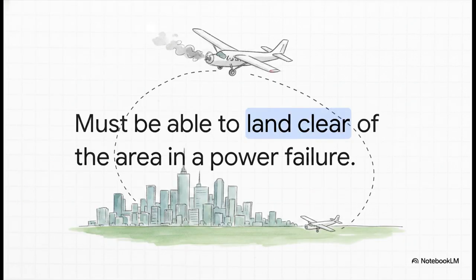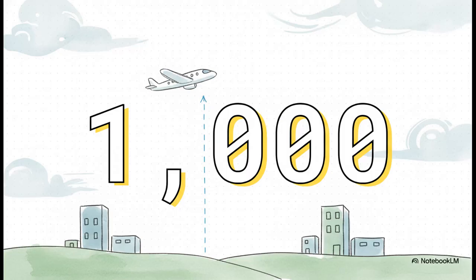Condition 1 is the land clear rule. Building right on top of our baseline rule. If your engine quits, you must be high enough to glide and land completely clear of that congested area. You can't just cross your fingers and aim for an empty street. You need the altitude to glide all the way out of that residential, commercial, or industrial zone. But wait, that's not the only condition.